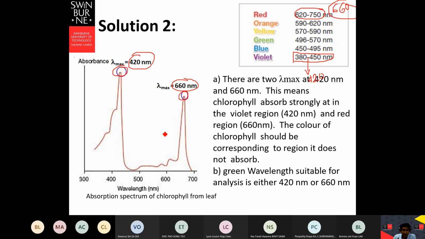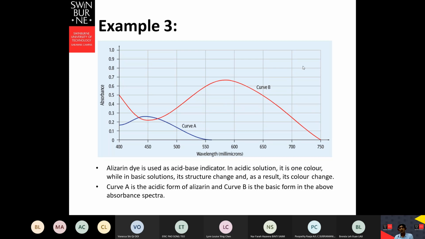And then at what wavelength will it be easier for us to detect chlorophyll in a mixture of sample? If in a mixture we have chlorophyll, what wavelength can we use to detect it? Either 420 or 660 nanometer, both are okay to detect whether there is chlorophyll in the mixture or not.